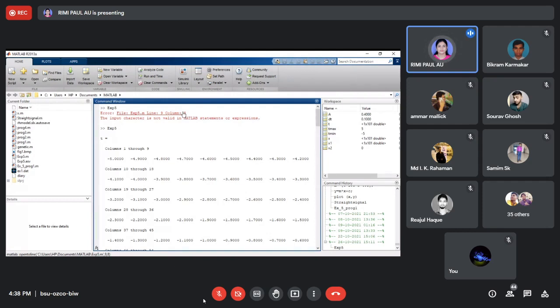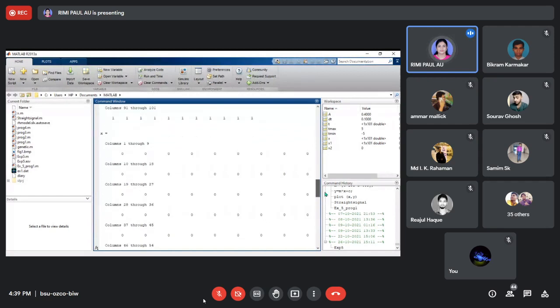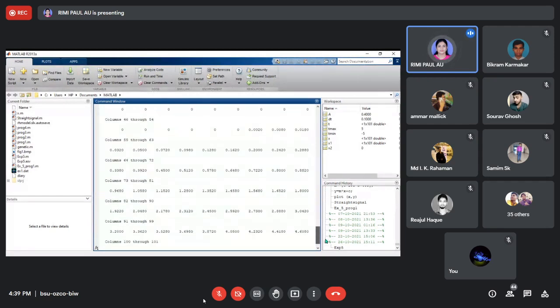Initially when I started, there was a problem in line number 9. That's why it gave the error. The message says the input character is not valid in a MATLAB statement or expression. So it already says that there is some error in your expression. Once this error is fixed, you get the t values and different x values, because no semicolon is used. In the other command lines, you can see that a semicolon is used.